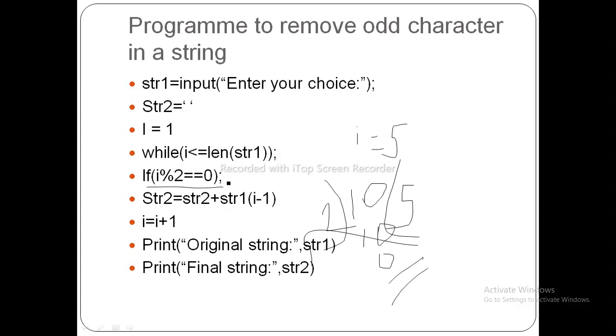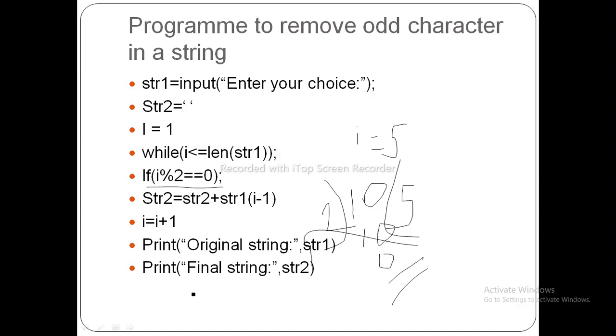So str2 equals str2 plus str1[i minus 1]. str2 was blank. We need to get the value of str2, and here we are getting the value from str1. So I have given str1 as the string of 1 and str2 as the string of 2. We need to write the program to remove odd characters in a string.